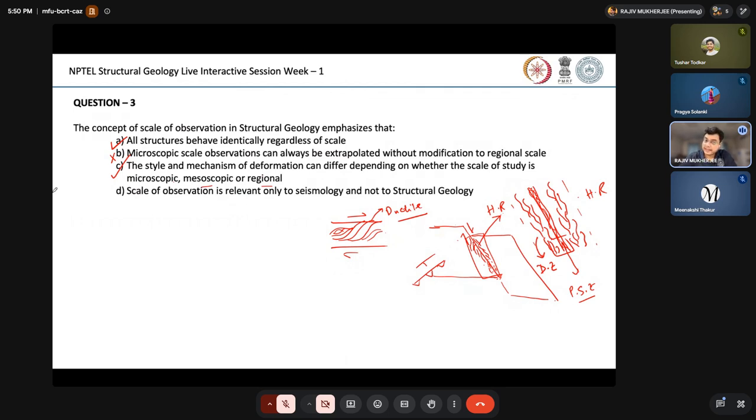Okay, so the thing is, since I've said that structures can appear differently when you are observing at different scales, of course it is evident that you cannot extrapolate whatever you're observing at the micro scale to the regional scale without any kind of modification.